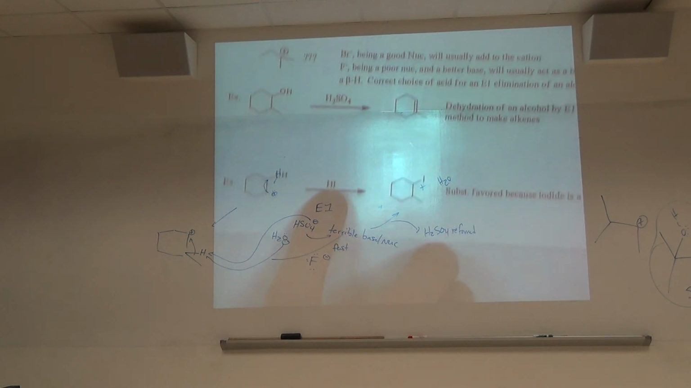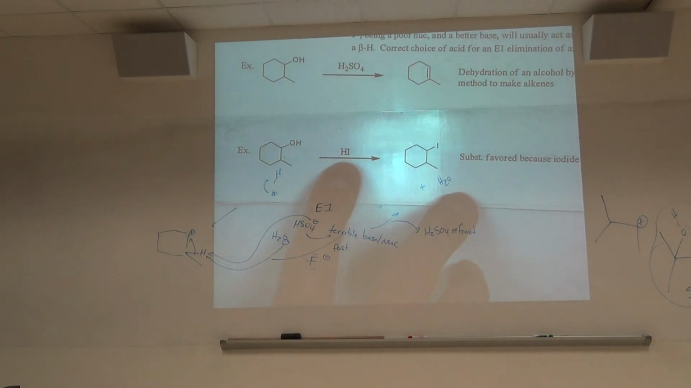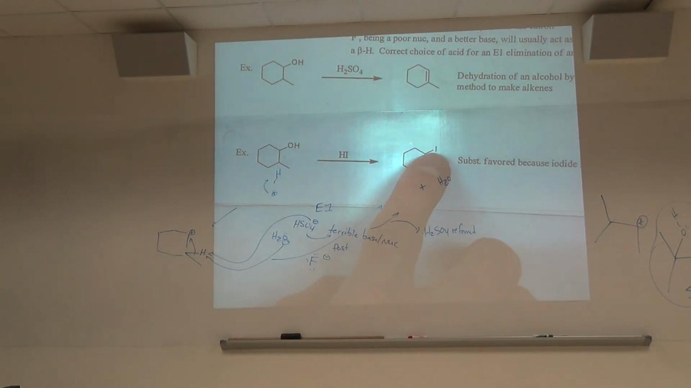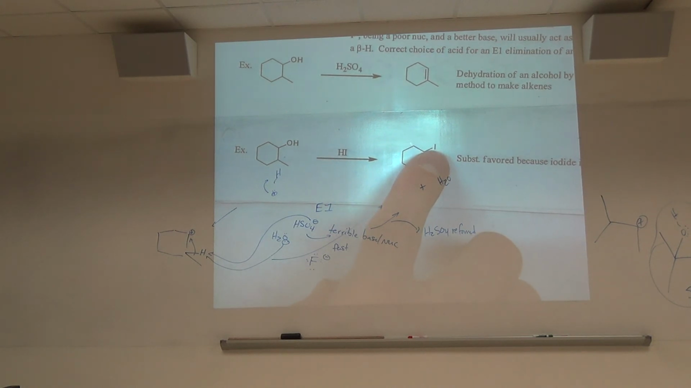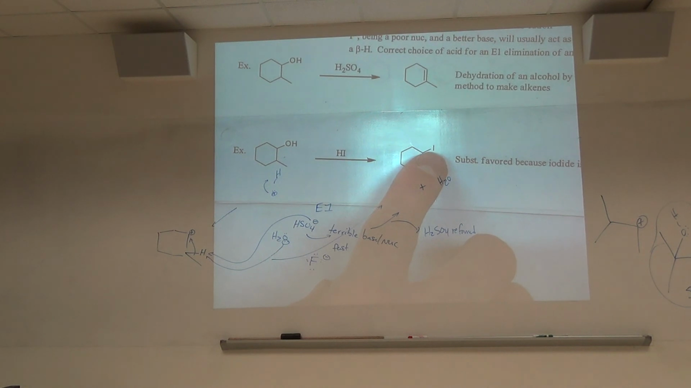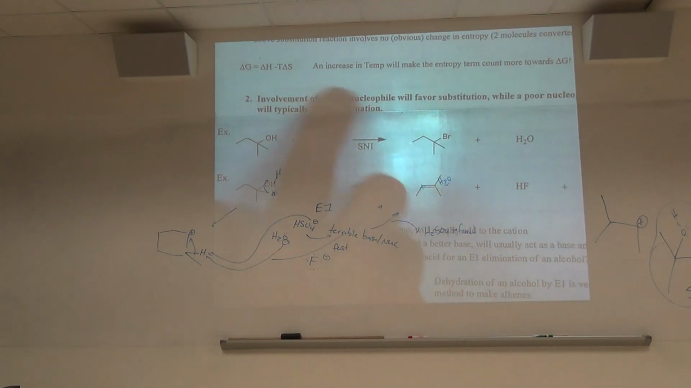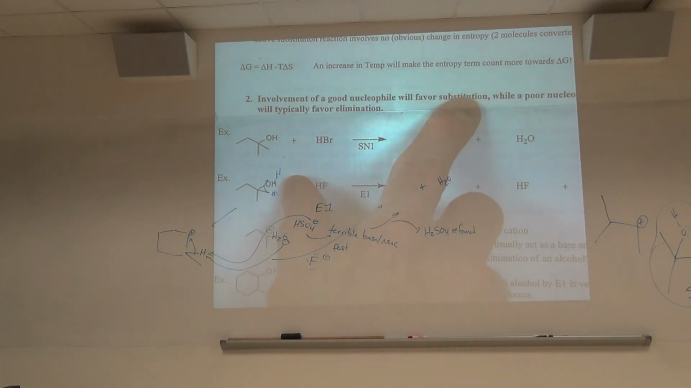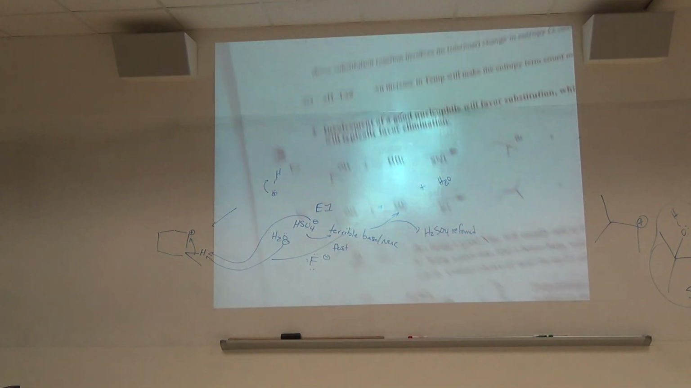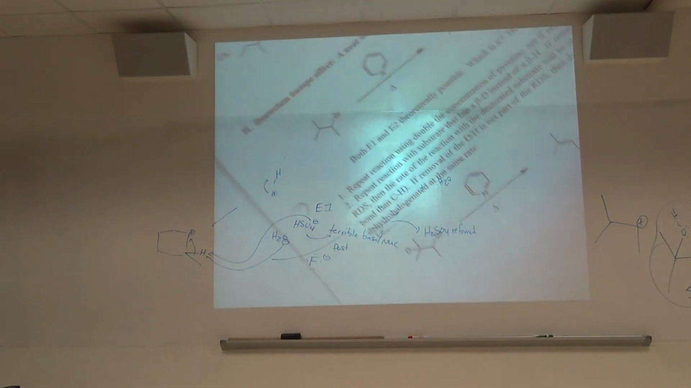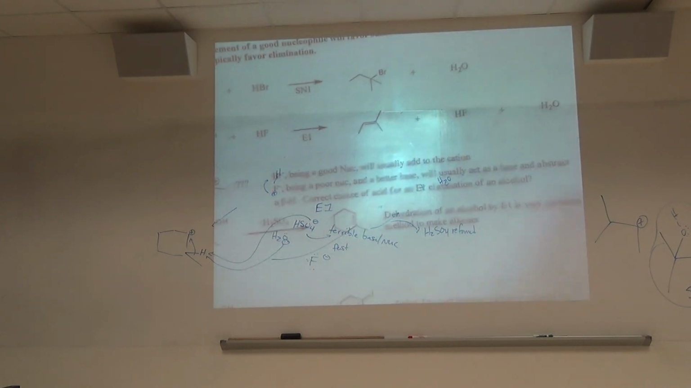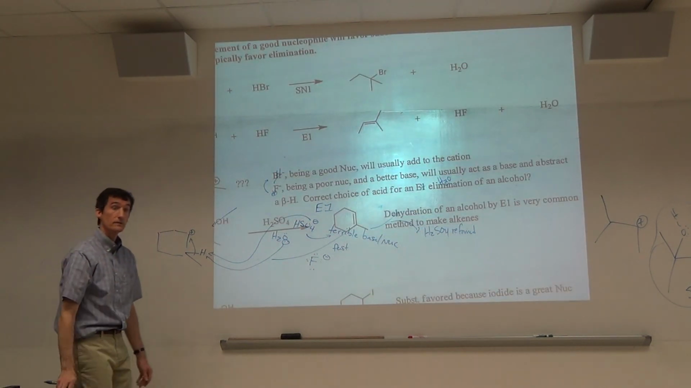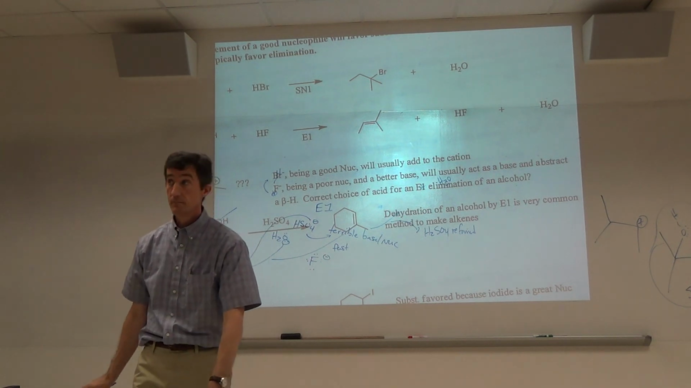On the other hand, if you treat it with HI, you'll get the substitution product. Why? Because iodine's a good nucleophile. And the better your nucleophile, the more favored substitution. Okay, there's a few more miscellaneous things that we'll cover, including using a polar solvent, like was mentioned earlier today.